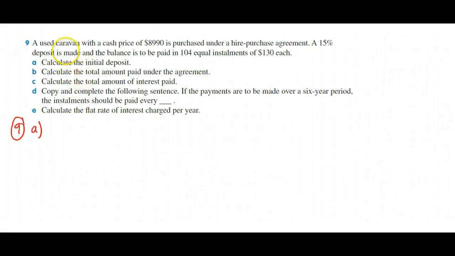Alright, question 9. We've got a used caravan with a cash price of $8,990 purchased under a hire purchase agreement. A 15% deposit is made, and the balance is to be paid in 104 equal installments of $130 each. Now it's interesting that it hasn't told us here how often those installments are happening. Maybe we don't need to know. Let's see. Calculate the initial deposit.